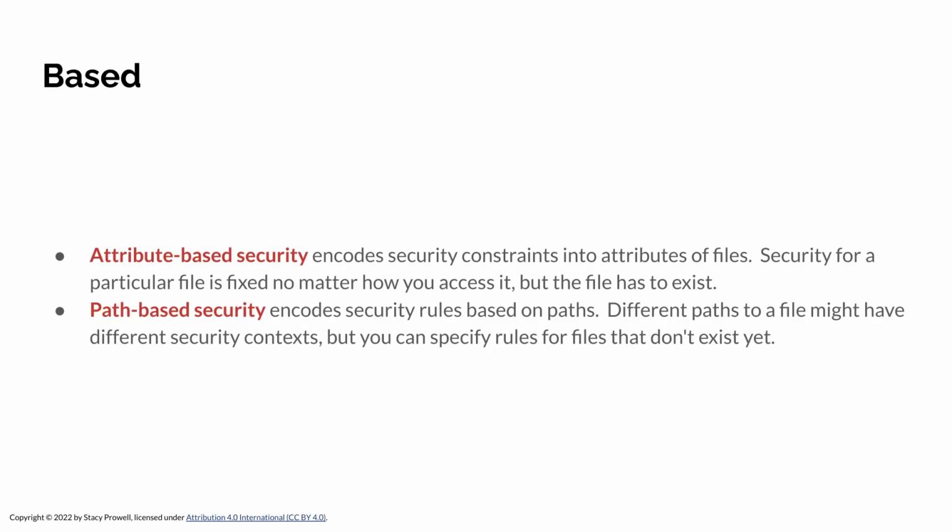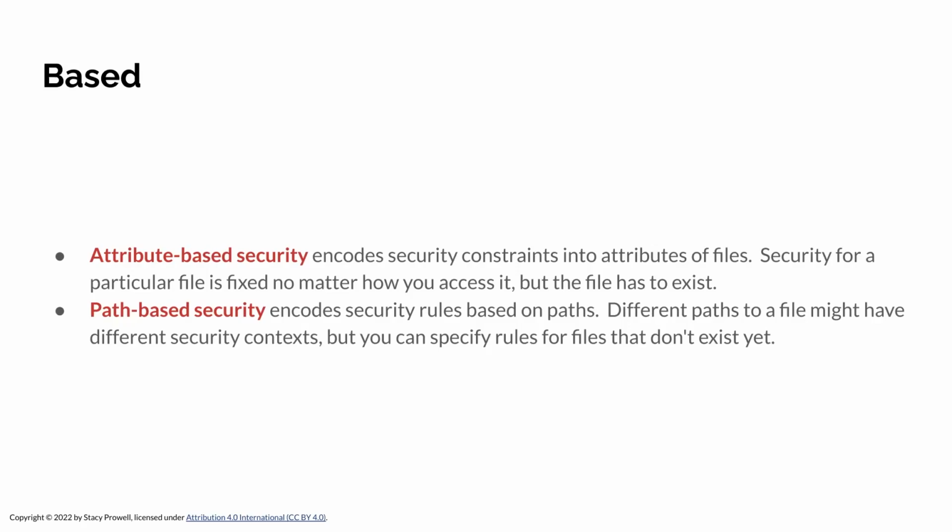So attribute-based security encodes security constraints into the attributes of files. That's it. Security for a particular file is fixed no matter how you access it. But the file has to exist. If the file doesn't exist, where am I storing the attributes, right? I'm storing the attributes associated with the particular file. So a weakness is, what if there's not a file? Then the rules don't necessarily apply.